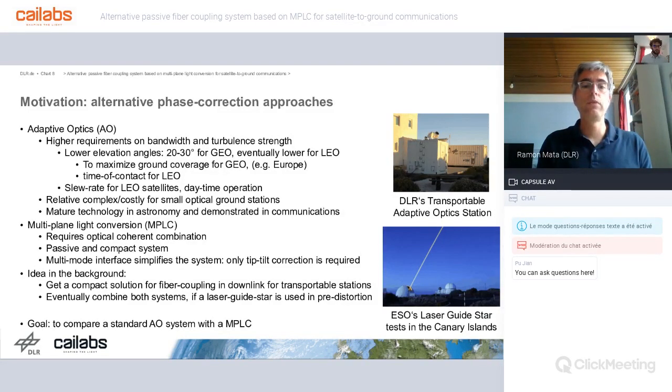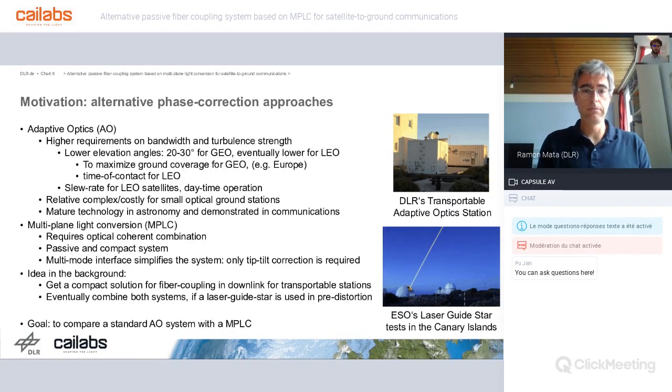night. We also need ground stations which are more compact and relatively less costly, I would say, than in astronomy. But we can also rely on some adaptive optics technology which was developed in astronomy, where it is a mature technology, and which has to be further developed for communications.